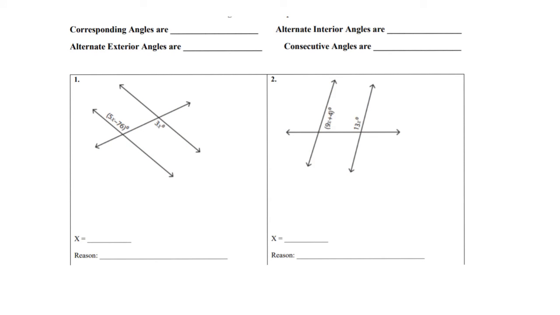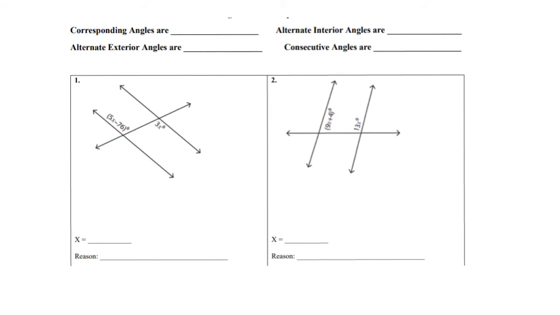All right, last little bit of this lesson. Corresponding angles are congruent. Alternate exterior angles are congruent. Alternate interior angles are congruent. Sorry, congruent. And consecutive angles are supplementary, which means they add up to 180. So we're going to use that to actually solve these mathematical equations.